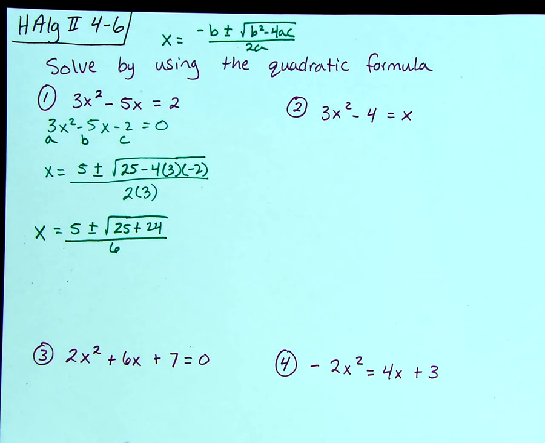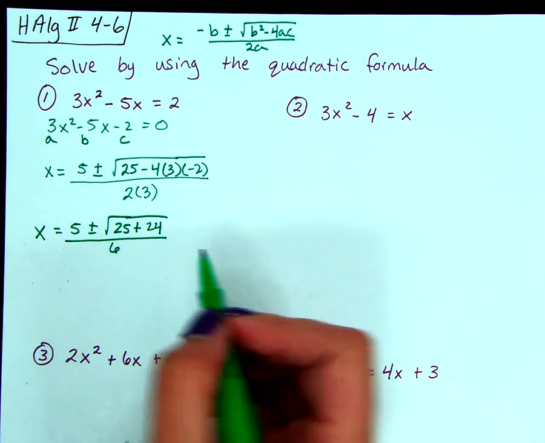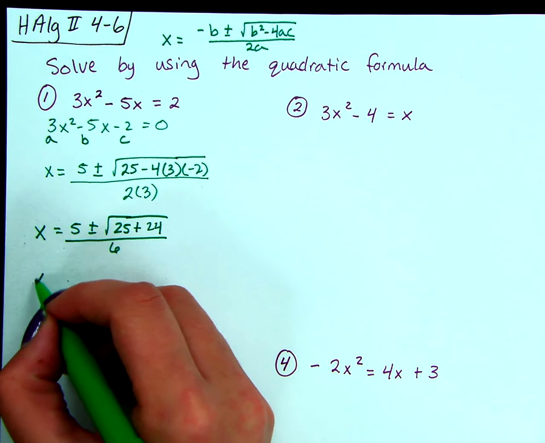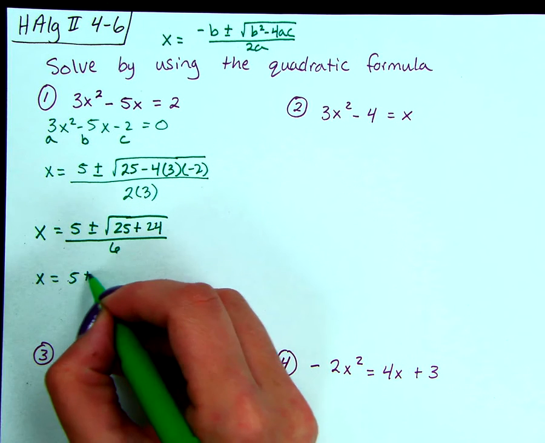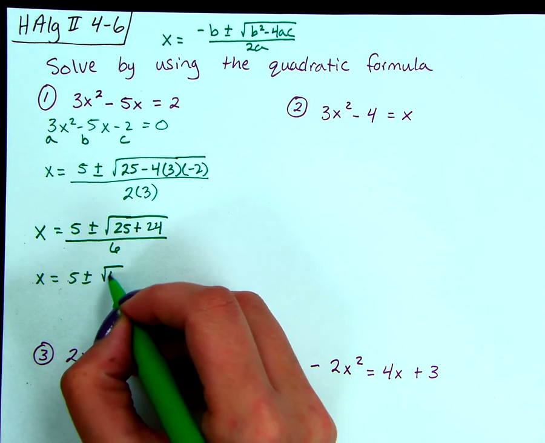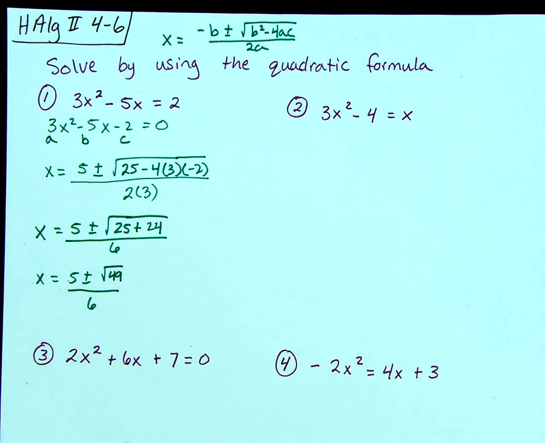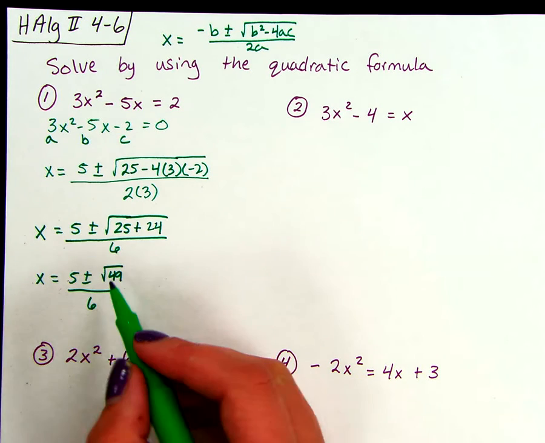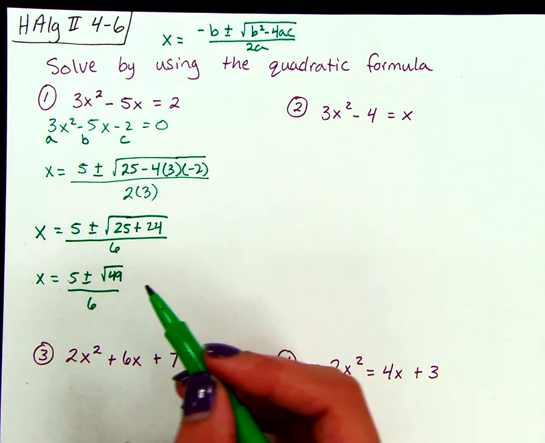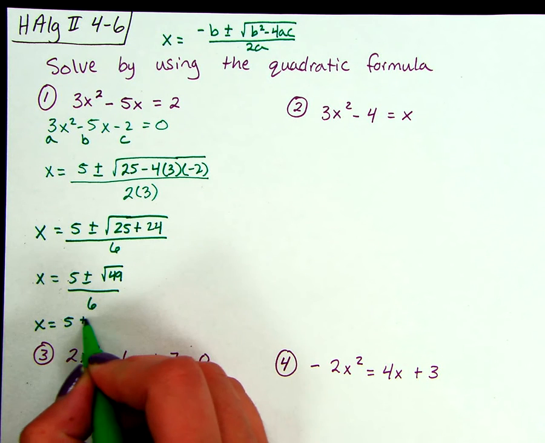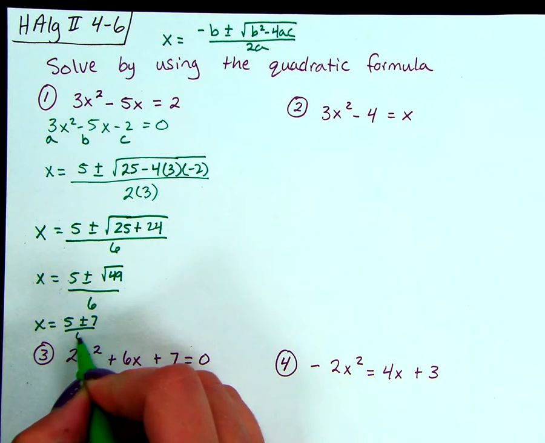So again, we just continue to simplify. So 25 plus 24 is going to be 49. So x equals 5 plus minus the square root of 49 divided by 6. And again, we keep simplifying until we can't simplify anymore. So that we can take the square root of 49. So that is going to be 7. So we have x equals 5 plus and minus 7 over 6.